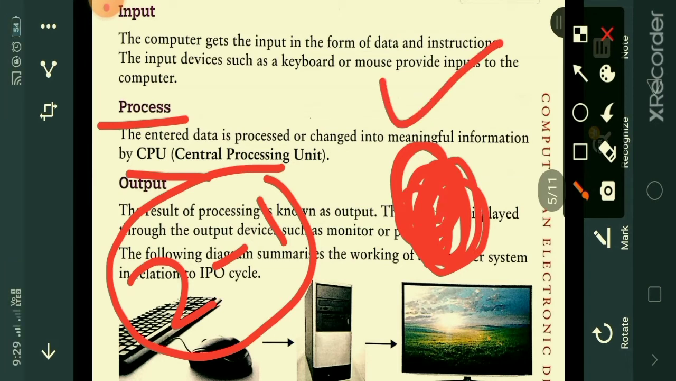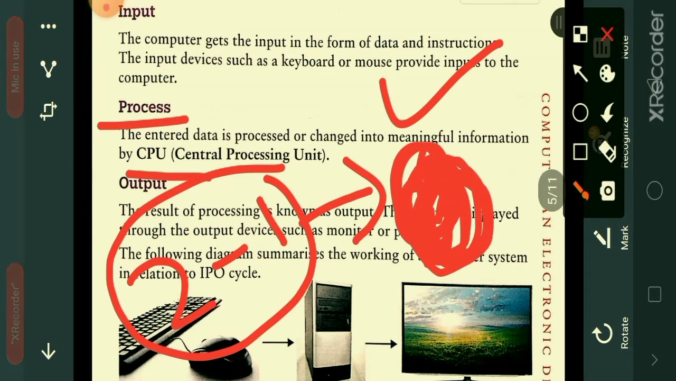Process. The entered data is processed inside the CPU. With the help of the CPU, the input data which you entered is being processed, that is the central processing unit. It is known as process.